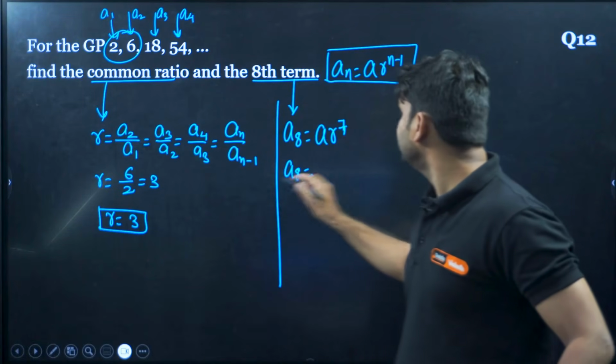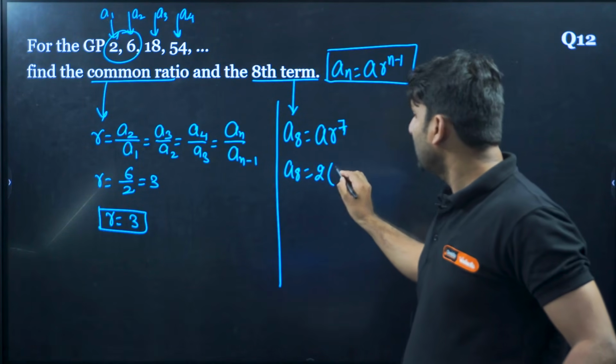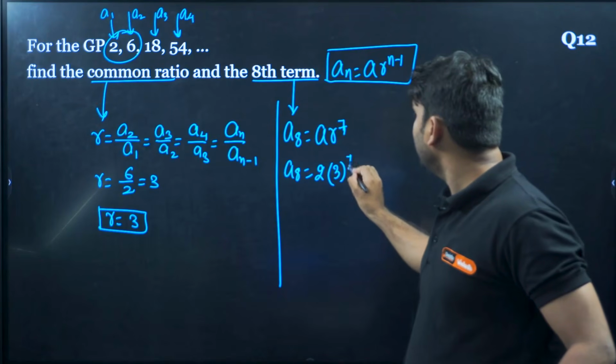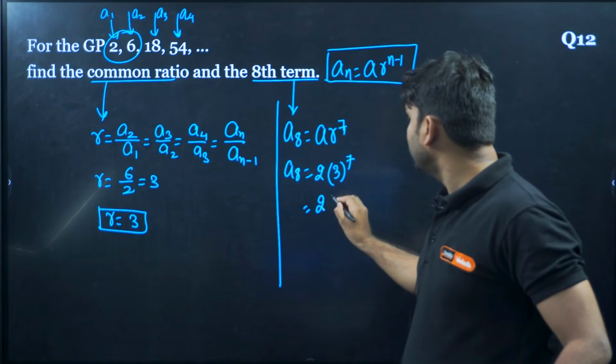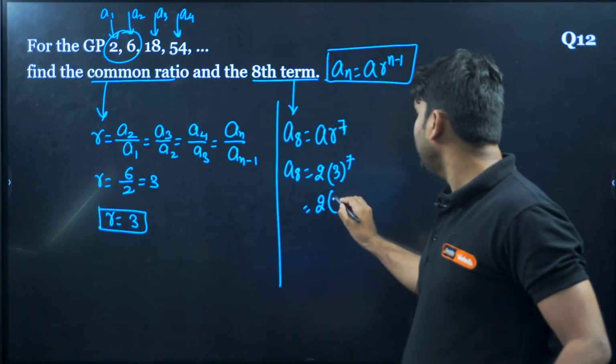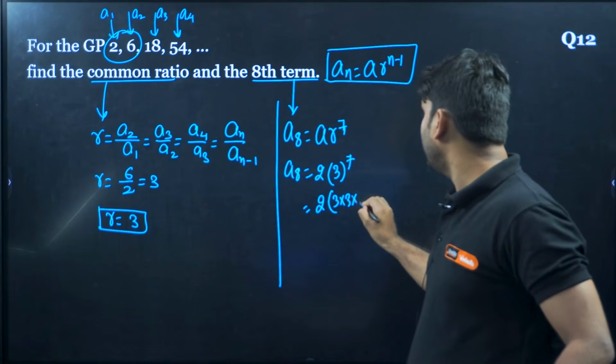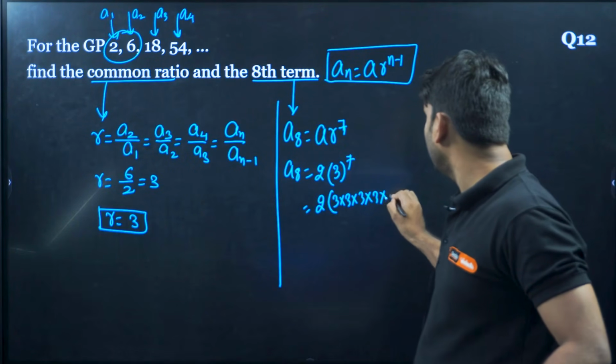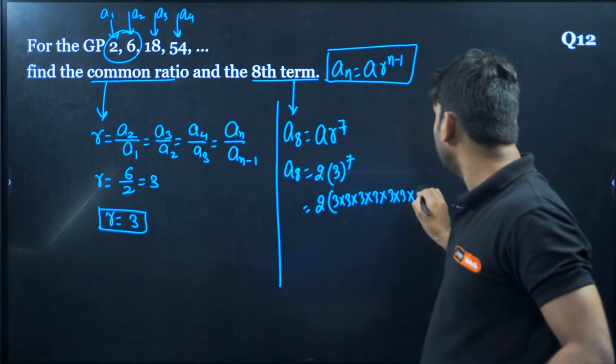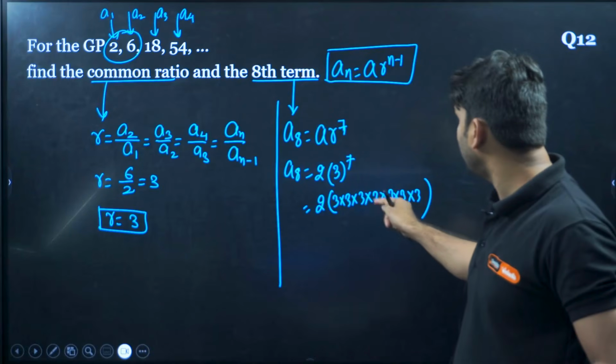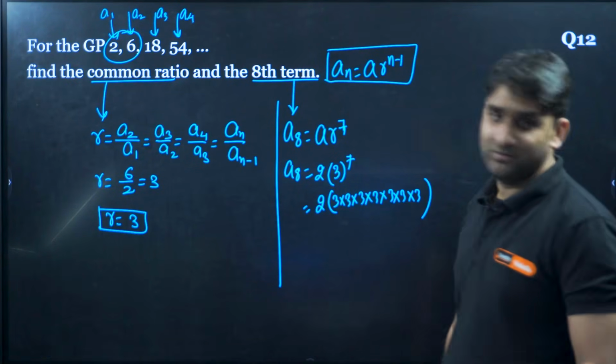First term is 2 into R is what? 3. 3 into 7. Now please solve this. 3 into 7 will be 3 into 3 into 3 into 3 into 3 into 3 into 3. 7 times, 1 2 3 4 5 6 7. Now guys, solve this please.